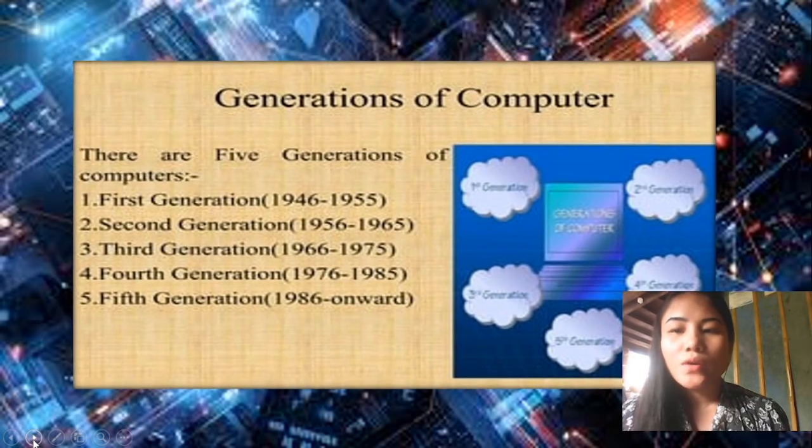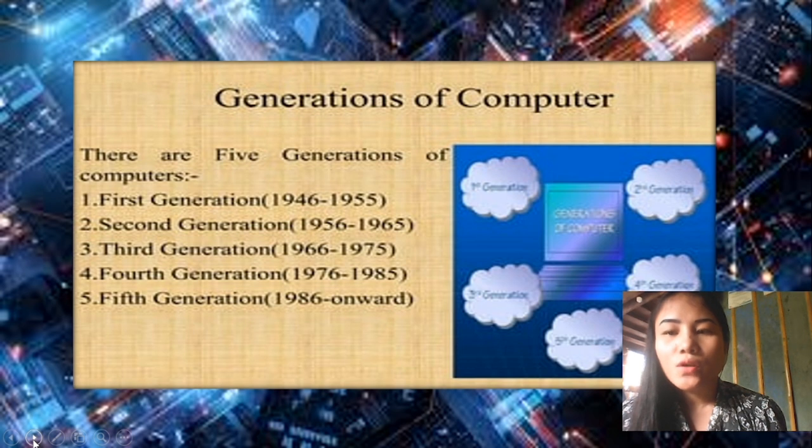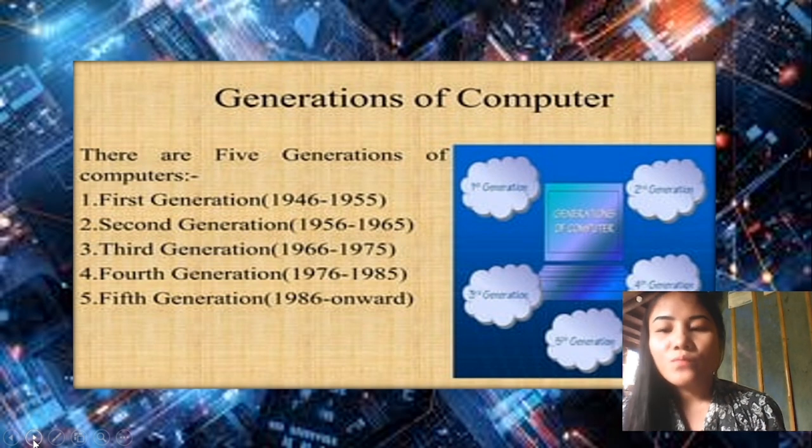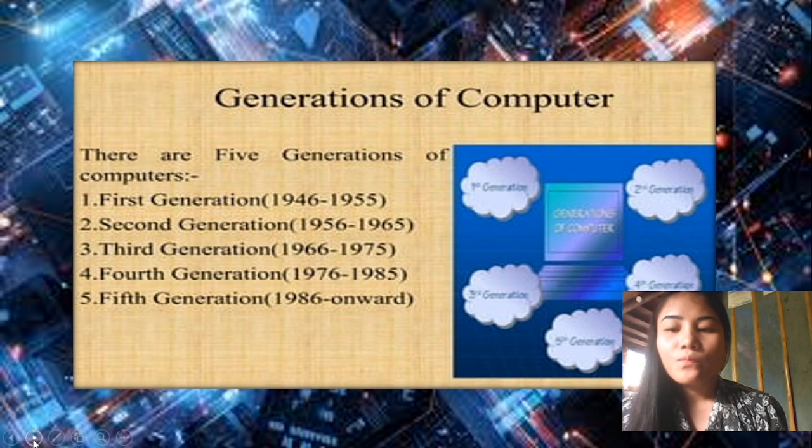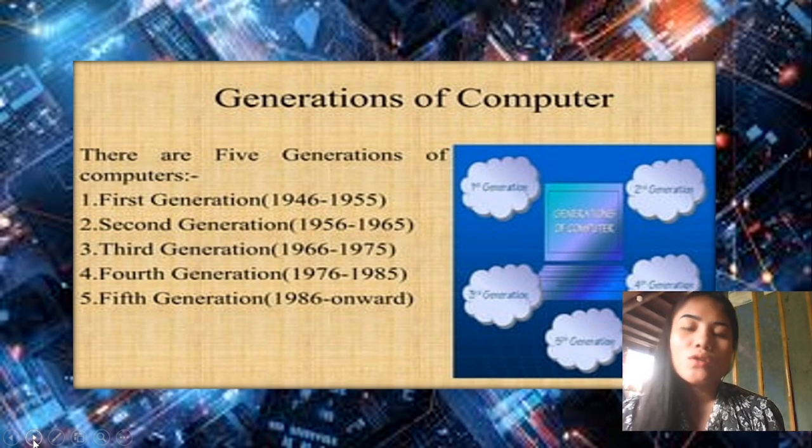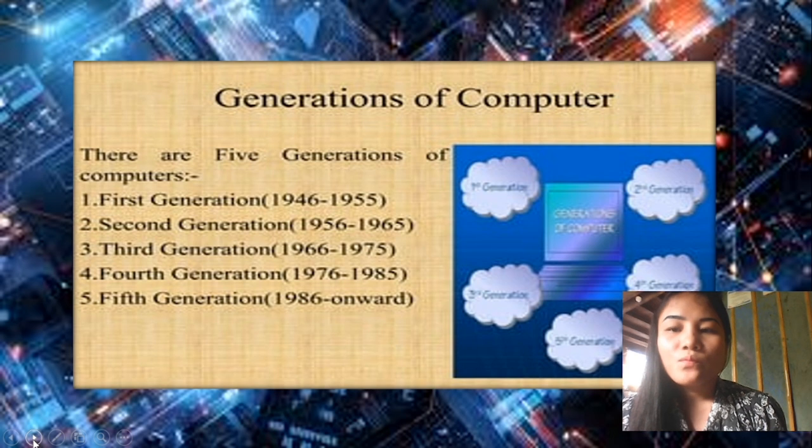Generations of computer. There are five generations of computers: first generation 1946 to 1955, second generation 1956 to 1965, third generation 1966 to 1975, fourth generation 1976 to 1985, fifth generation 1986 onward. So these are the generations of computer.